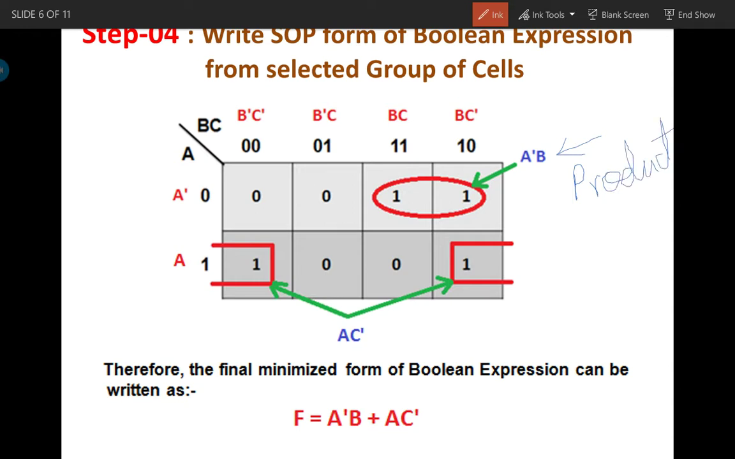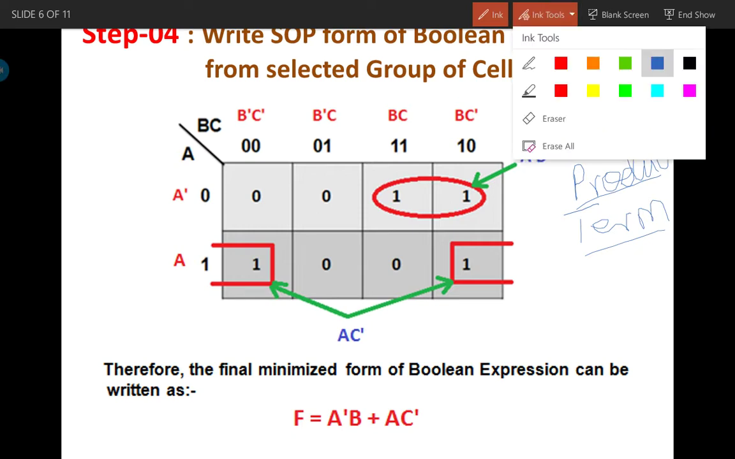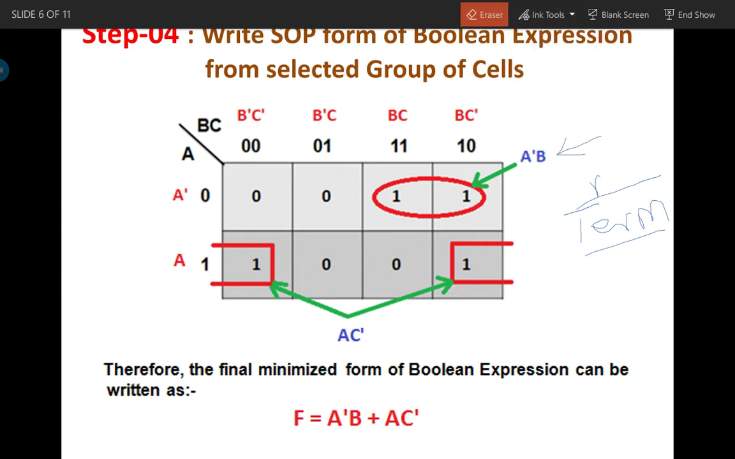Each group will produce one group term, one product term, and these product terms can be summed to form a sum of product Boolean expression. So one by one we will see how to write the product term for the particular group. Now let us look at this first group. Now how to write the product term for this group.